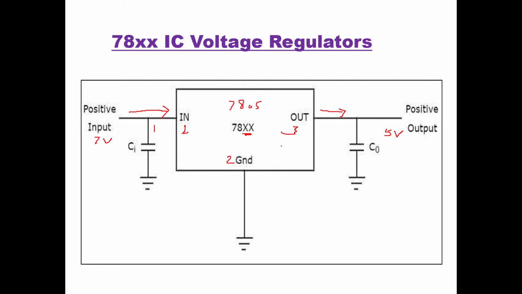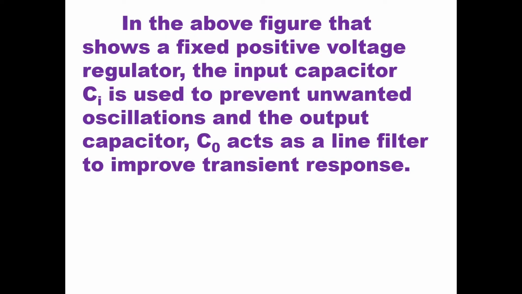Here we are going to use Ci and Co, two capacitors with the input and output, so that oscillations and transients are avoided. In the above figure, it shows a fixed positive voltage regulator. The input capacitor Ci is used to prevent unwanted oscillations, and the output capacitor Co acts as a line filter to improve transient response.